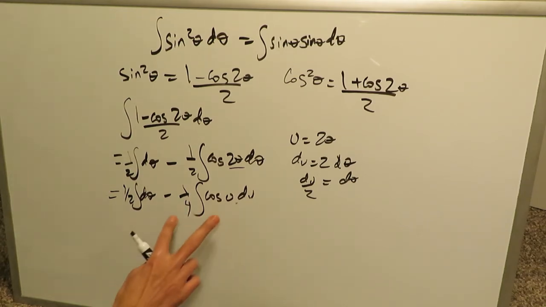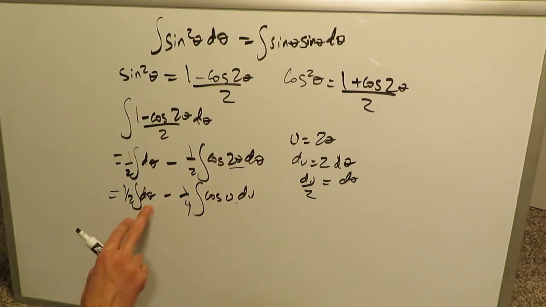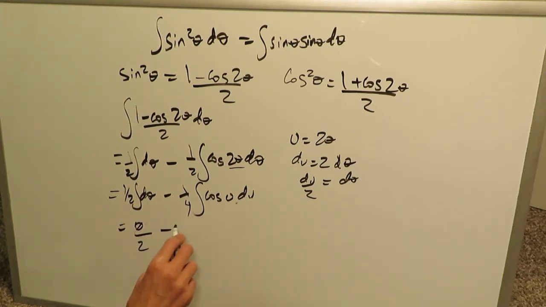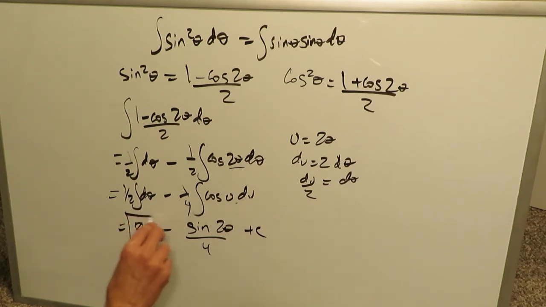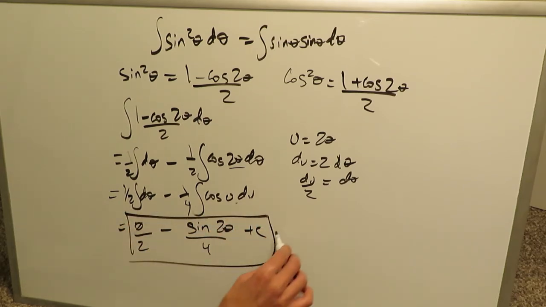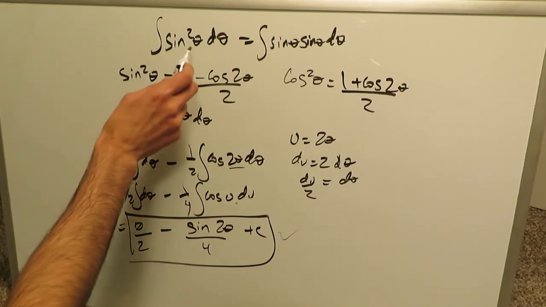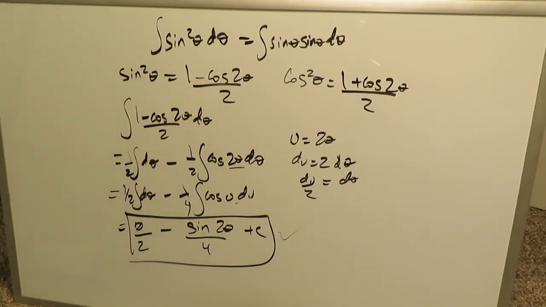Now let's finish the integration of both of these. These are easy. 1 over 2 d theta is basically just theta over 2. This right here will be sine u over 4, but u was 2 theta, plus c. So this right here would be your final answer, and you can roll with this. You could do the derivative of this antiderivative, and you can end back right exactly where you were.